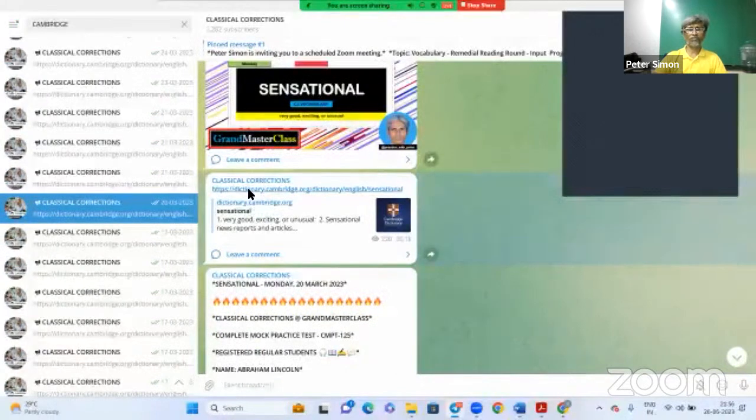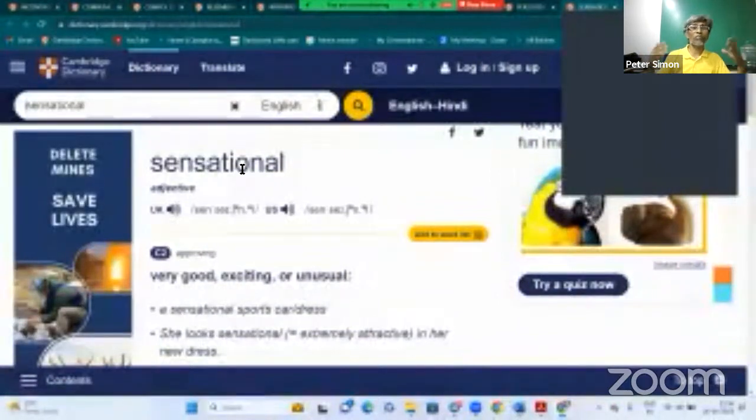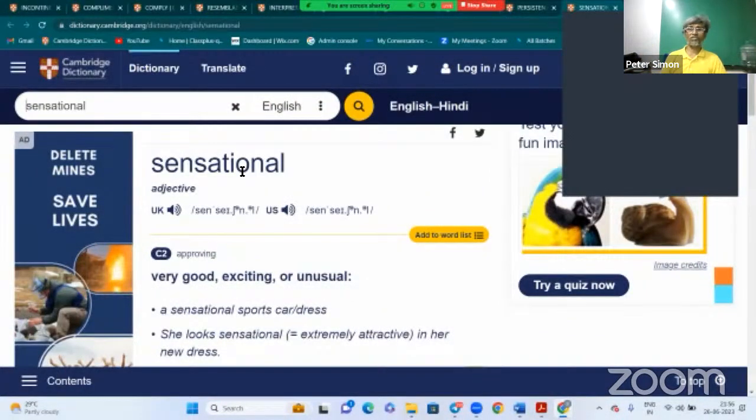Sensational. See, sensational is C2 vocabulary. Sensational development. Could not believe it. This is not usual progress. You have achieved sensational progress because of your medication compliance. You can use this. Okay. So approving, positive.